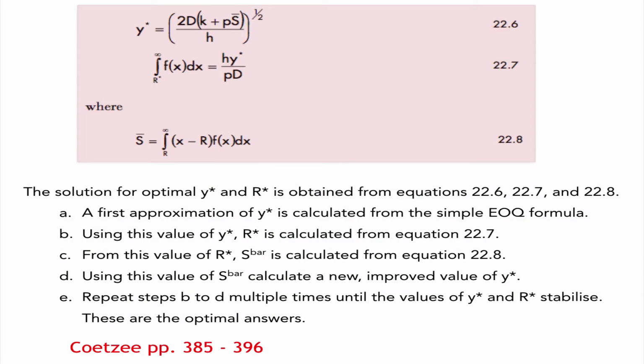The solution for optimal Y star and R star is obtained from equations 22.6, 22.7 and 22.8. A first approximation of Y star is calculated from the simple EOQ formula as we saw on the previous slide. Using this value of Y star, R star is calculated from equation 22.7. From this value of R star, S bar is calculated from equation 22.8. Using this value of S bar, calculate a new improved value of Y star from 22.6.